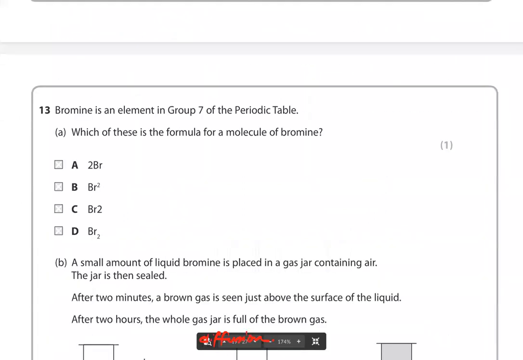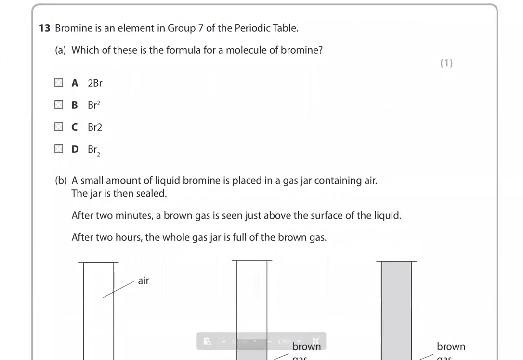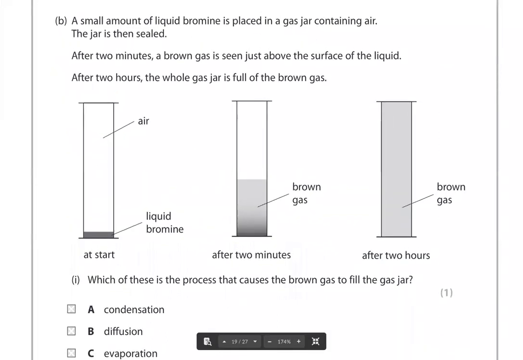Question 13. Bromine is an element in group 7 of the periodic table. Which of these is the formula of a molecule of bromine? 2Br means 2 bromine atoms. We don't have Br power 2. Br² written like that is wrong. It's Br2, we put the 2 as a subscript.